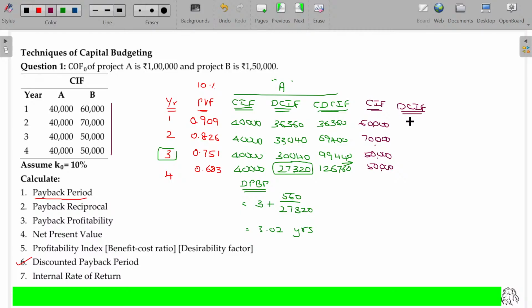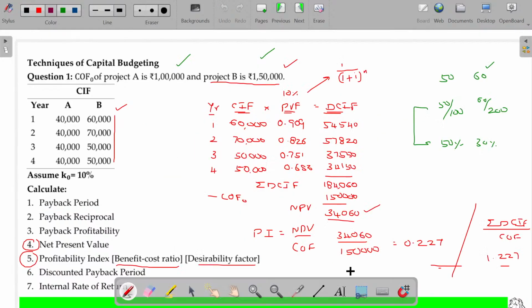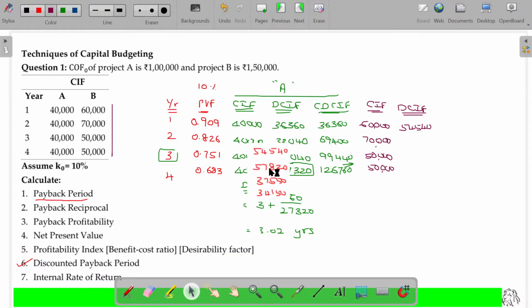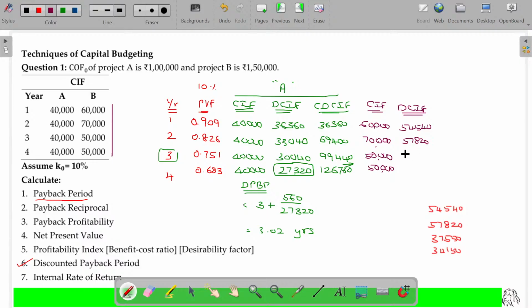So very first year, 60 into 0.909, how much is the answer? 54,540. This one we already have. Now second year, 57,820. Third year, 37,550. Fourth year, 34,150. Next, find out the cumulative discounted cash inflow.